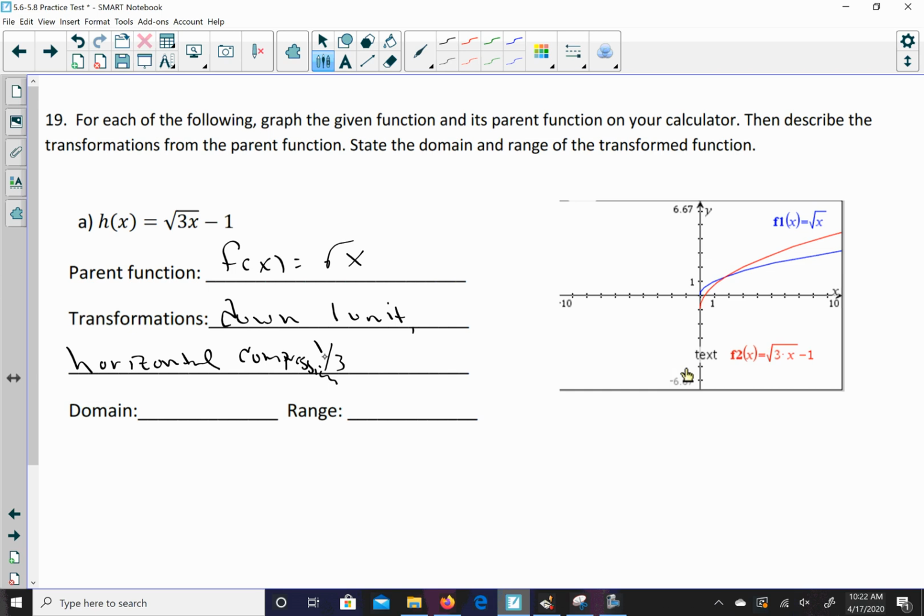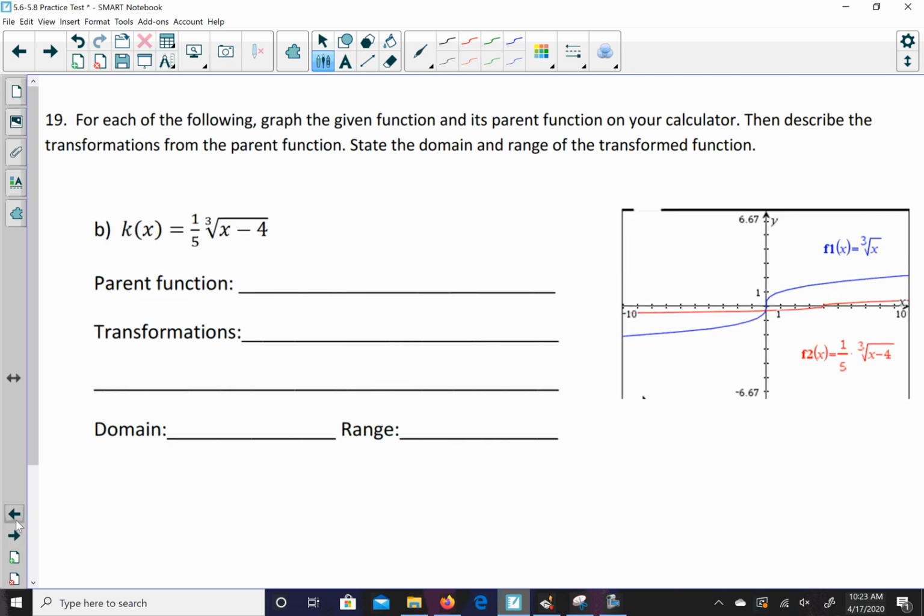My domain is my x values. Looks like my lowest x value for the red graph will be 0. And then it will go to positive infinity. My range looks like the lowest y value will be that -1. And then to positive infinity. So that's my domain and range.